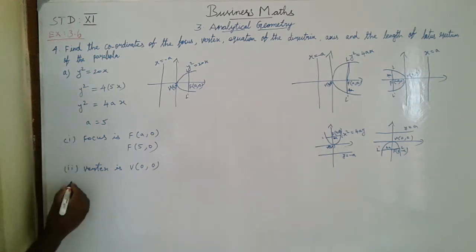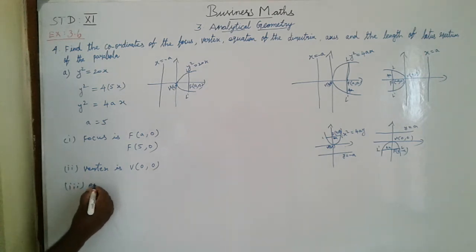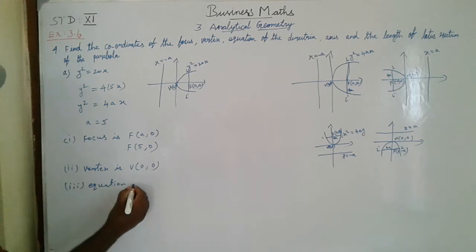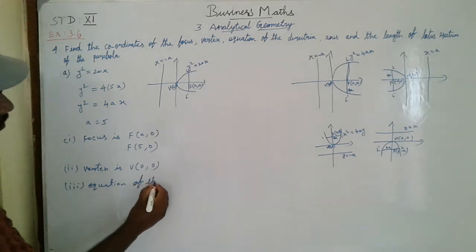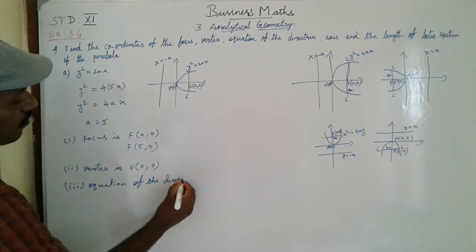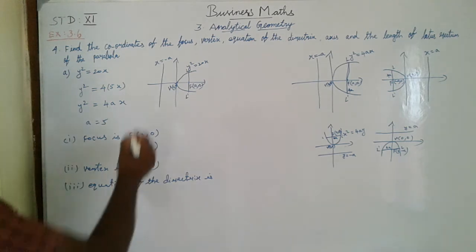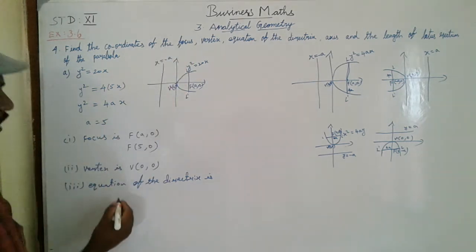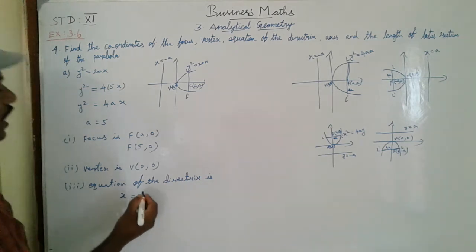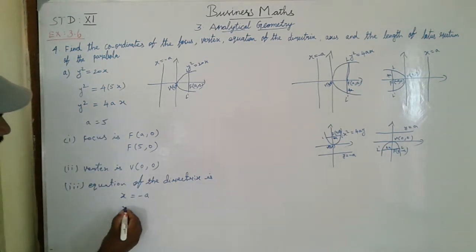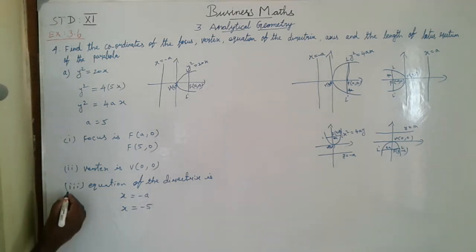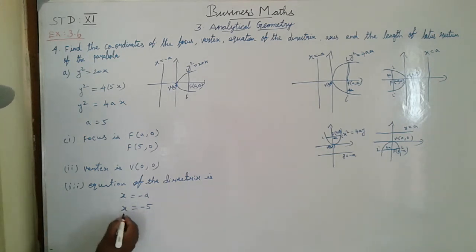Next, third is the equation of the directrix. Equation of the directrix is what? X equal to minus a. A we know is 5. So x equal to minus 5 is the directrix. Next, we take the left side: x plus 5 equal to 0.